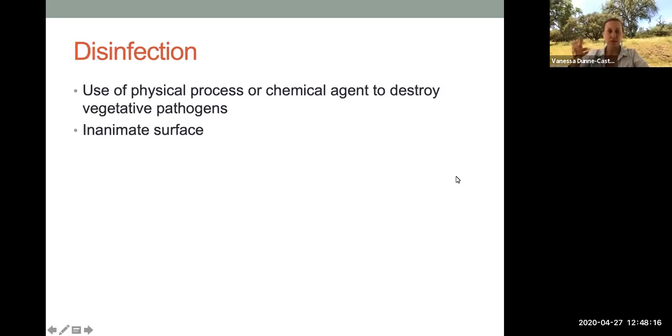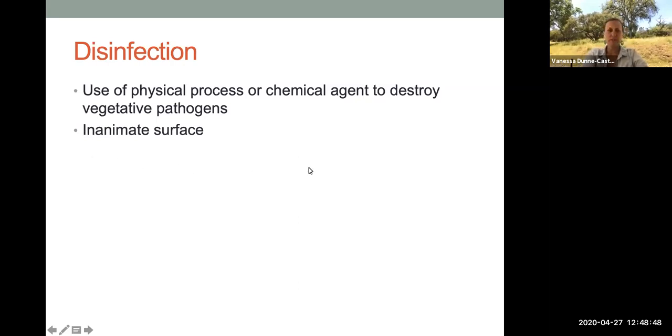Disinfection would be one step down, and there are different levels of disinfection: high level, mid-level, low level disinfection, and we'll talk about that at the end of these slides. This is the use of a physical or chemical agent. So physical being heat or radiation, chemical obviously being chemical, to destroy vegetative pathogens. So this is not a physical removal, okay, or that would be mechanical removal of objects. This is destroying them. And this again would be only on inanimate surfaces.